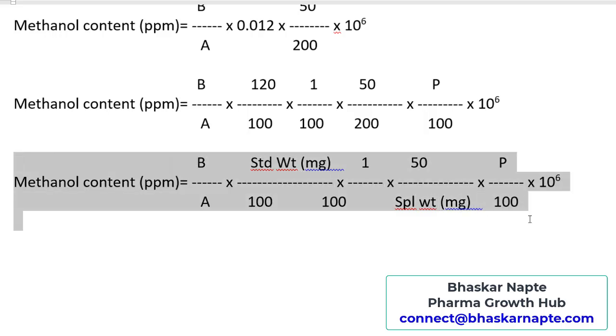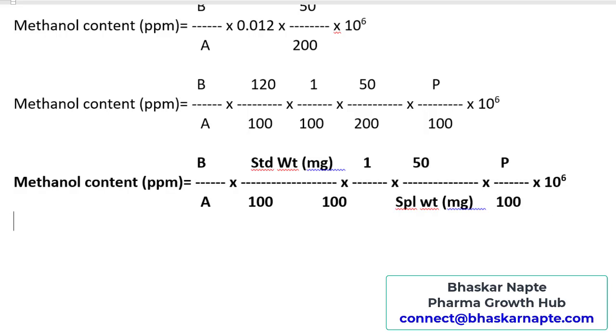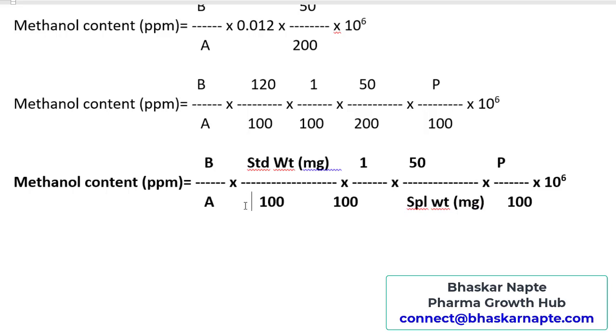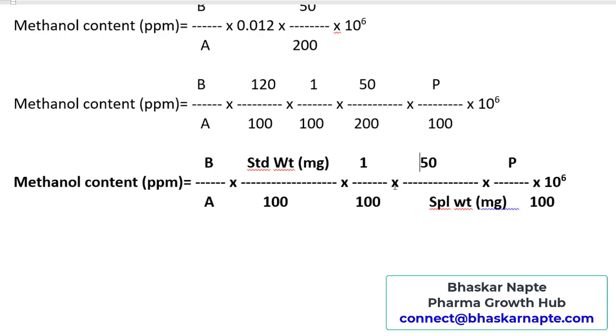Now can you see that this is the way you see the calculation formula in your standard test procedure, right? B stands for the response of methanol in the sample. A stands for the response of methanol in the standard, and you can also consider the average response, by the way. Then the standard weight means the weight of methanol standard divided by 100. Then 1 ml diluted to 100 ml. You can see the second dilution coming over here. Then the 50 ml is the sample dilution divided by the sample weight. The P stands for the potency of the methanol standard divided by 100, into 10 raised to 6.